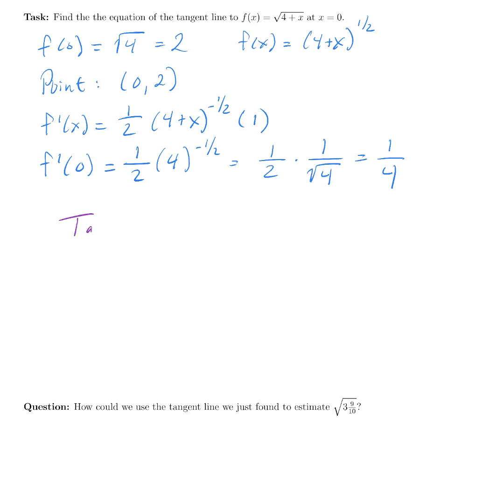So let's write down that tangent line. It looks like y minus 2 is equal to 1/4 times (x minus 0), or we can simplify this: y is equal to 1/4 x plus 2.